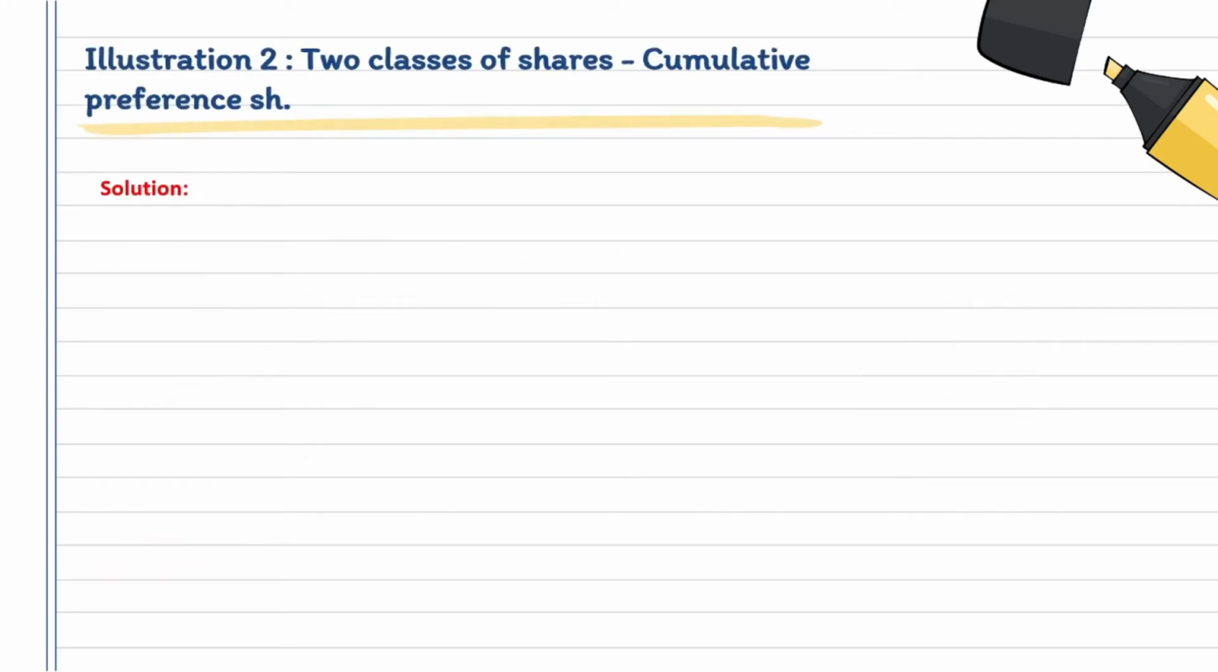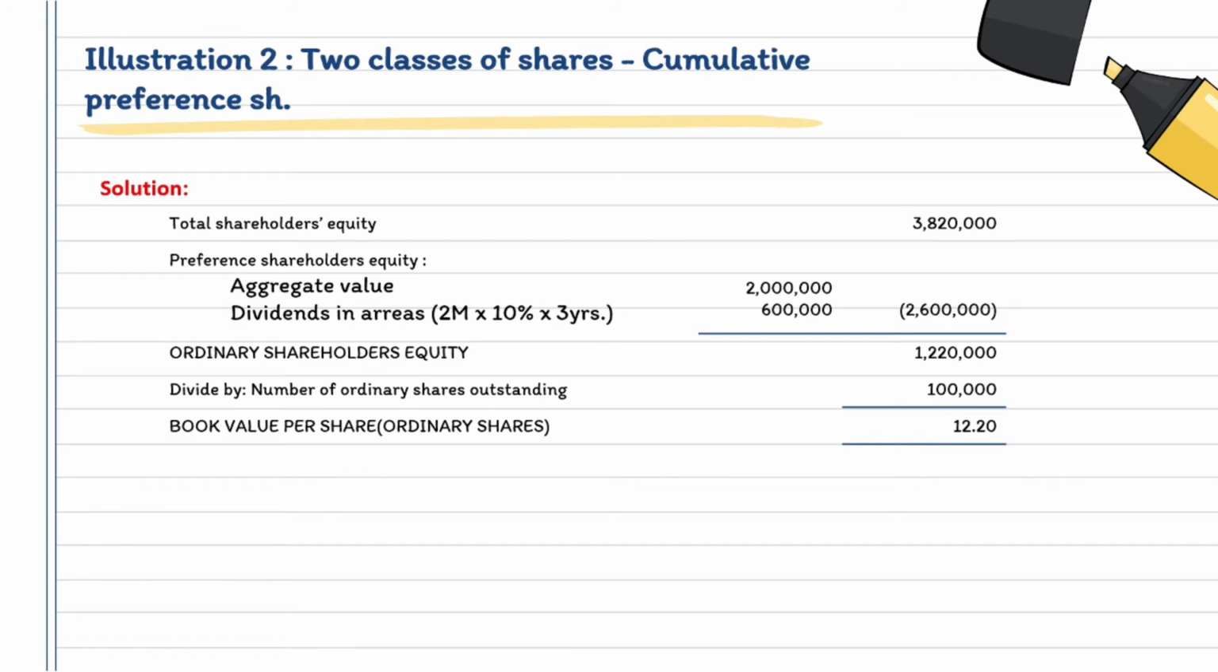So, unahin natin i-compute yung BPPS ng ordinary shares. Total shareholders equity which is 3.82M. Less natin yung preference shareholders equity. So, yung preference shareholders equity consists of aggregate par value of 2M and dividends in arrears. Yung dividends in arrears, makuha natin siya by getting the product of 2M preference shares, 10% cumulative, and 3 years, which is equal to 600K. 2M plus 600K and we will get 2.6M, which should be the preference shareholders equity, and we will deduct it from 3.82M and we will get 1.22M, which should be the ordinary shareholders equity.